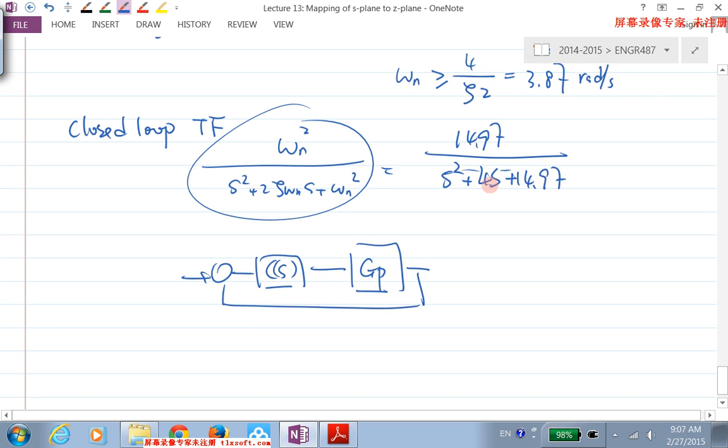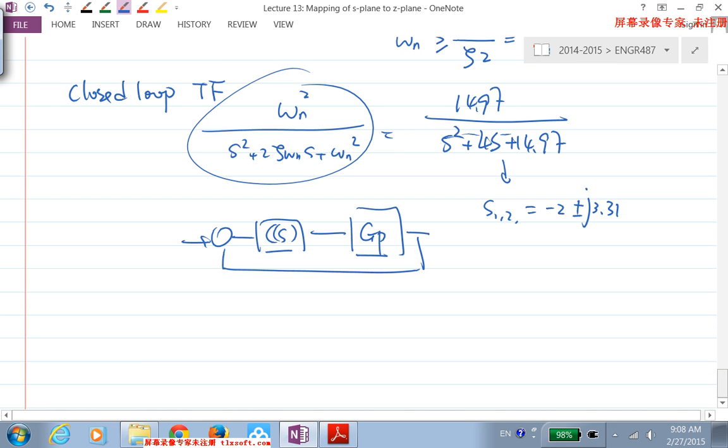The corresponding pole location you can calculate easily, which is about -2 plus minus j3.31. Now, this is what you do in the continuous system. But in essence, what you're designing is not a continuous controller. You're designing a discrete controller. So that's the next step, basically.